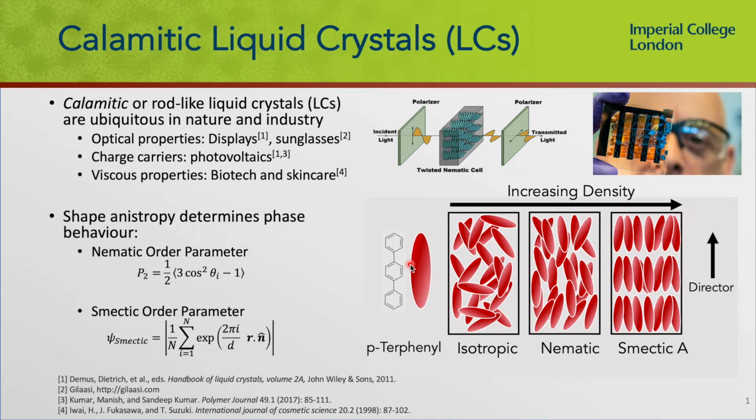As I mentioned before, the anisotropy plays a big part in the sense that it determines the phase behavior. As you can see, for example, here, for p-terphenyl, a common liquid crystal, if you increase the density or the pressure of the system, particles start aligning themselves in a certain direction called the director. Upon further packing or increasing the pressure, molecules can then form smectic layering, where they have not only alignment but also layering. These can be quite well characterized by order parameters such as the nematic order parameter or the smectic order parameter.